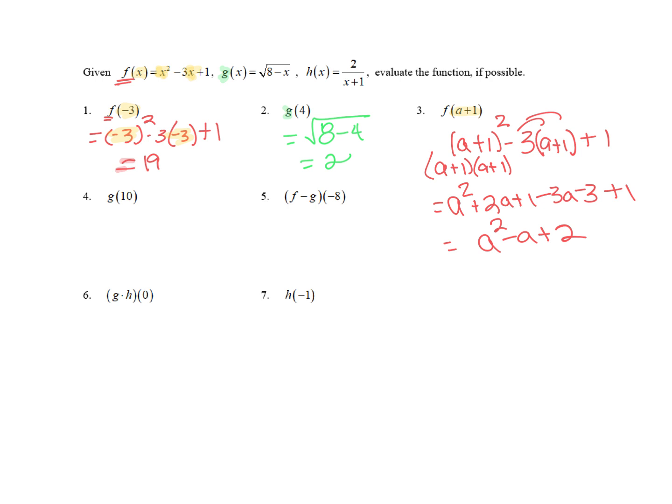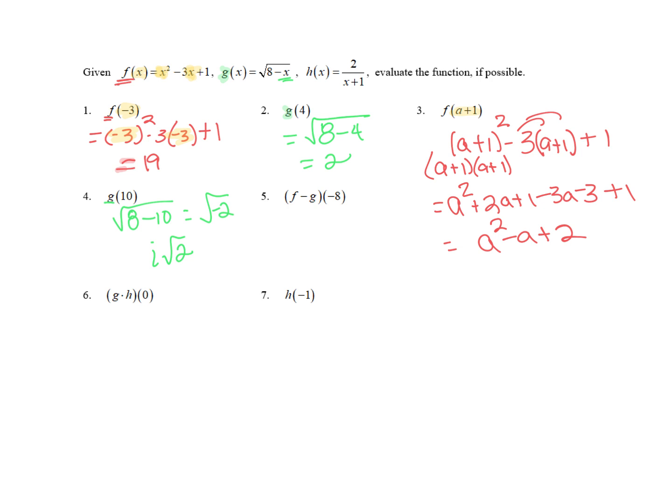Now let's go back to the g function again. Remember, where the x is, 10 goes in there. So the square root of 8 minus 10. Well, the square root of 8 minus 10 is the square root of negative 2. And we know the only way we can write that is i square root of 2.